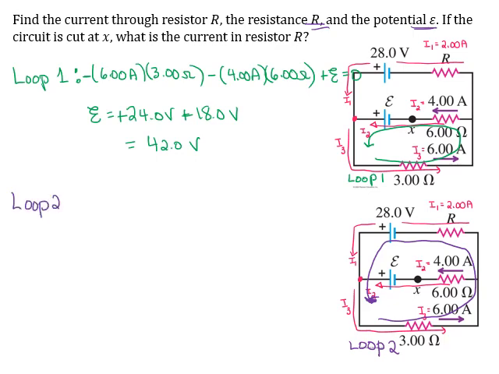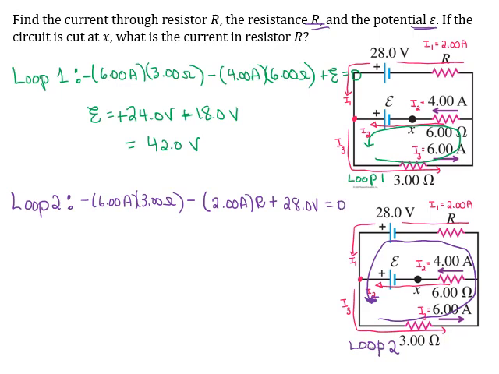So for loop 2, I've got my I3 and my loop going in the same direction through my 3 ohm resistor, so that's a potential drop of minus 6 amps times 3 ohms. Then I get to my resistance R, the loop and the current go in the same direction, that's a drop. The potential difference across that is I1, which is 2 amps, times the unknown resistor R. And then last I come to my battery. My loop is in the same direction as my current through the battery, so that's a potential increase of 28 volts. And that equals 0.